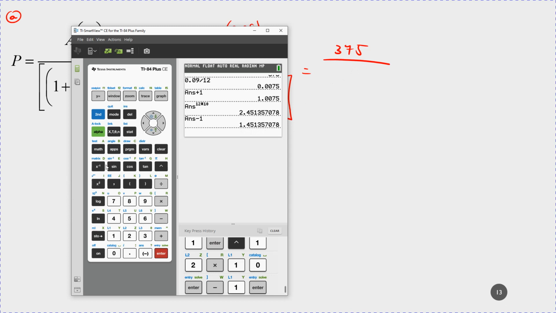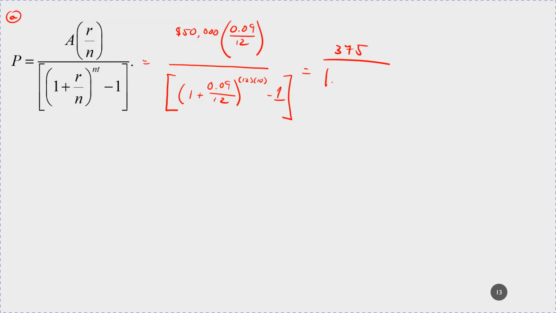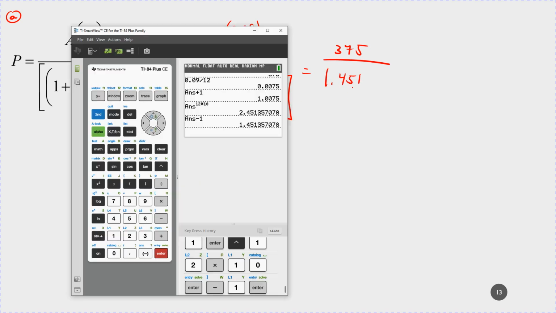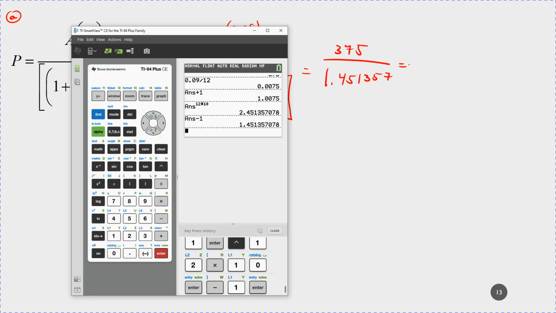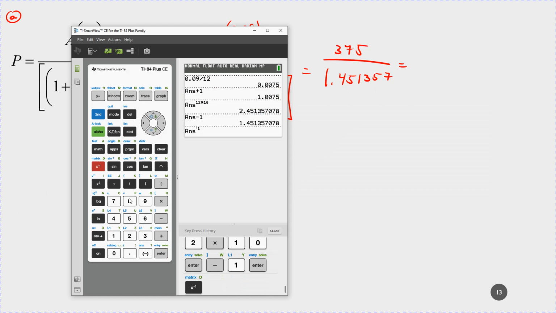But then there's also this X inverse button. Let me just write this down. It's 1.451357. So you have to go out quite a number of decimal places here. If you actually just hit this X inverse button and then go times 375, you'll get the right answer.